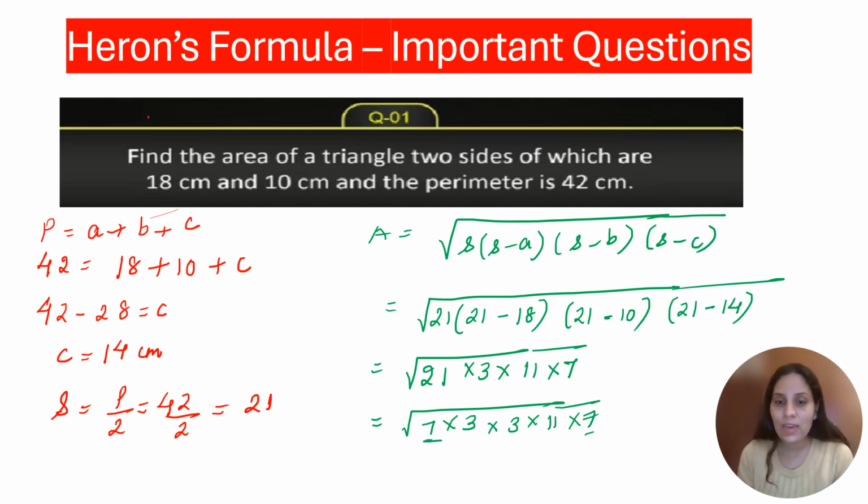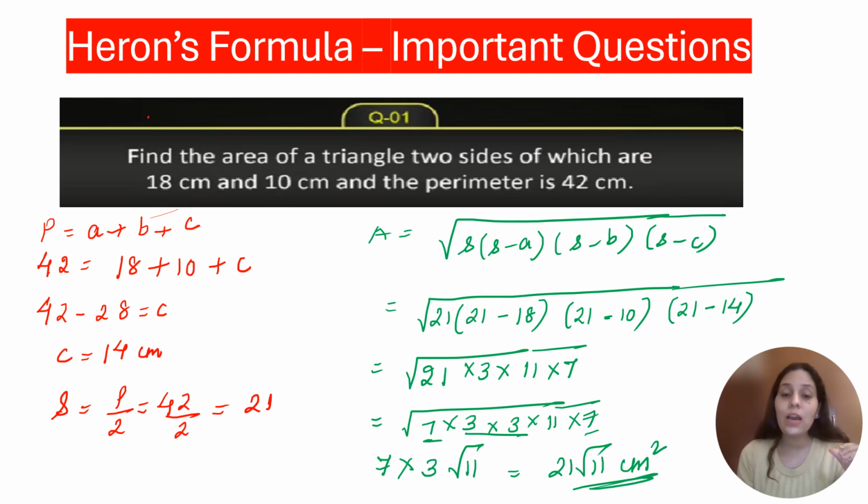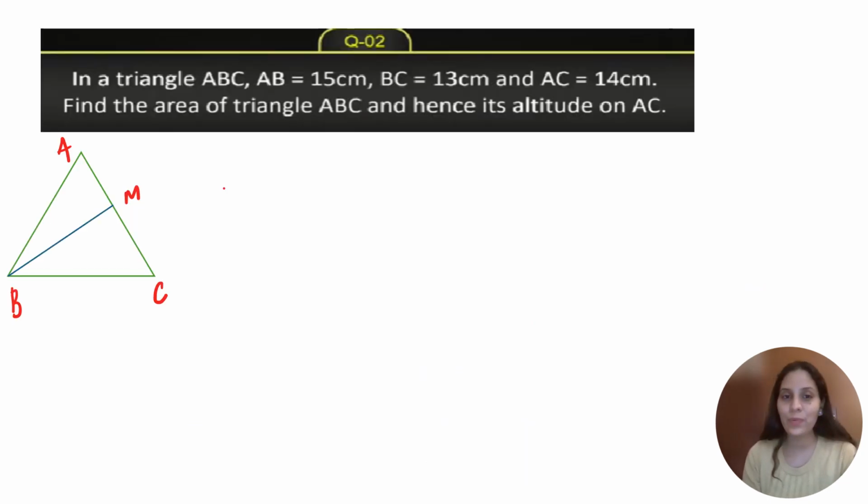Now this 7 has its pair, so it can be taken out from the root. 3 has its pair, so it can be taken out from the root, but there is just a single 11, so that will stay under the root. So 21 root 11 centimeter square is the area of the triangle. In this chapter I am also going to explain how to figure out these kinds of questions. When the roots are so many, the only thing you need to keep in mind is that every number should have its pair. When we do more and more questions, you will understand what I'm talking about.